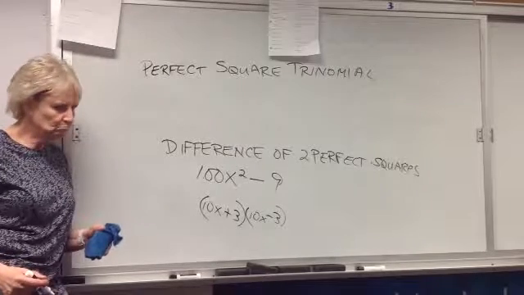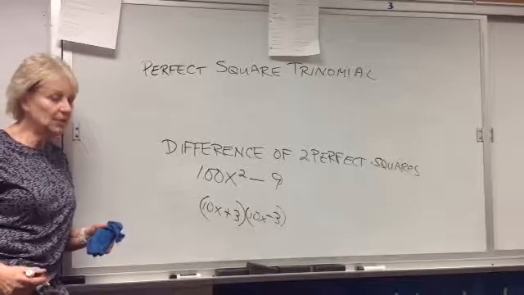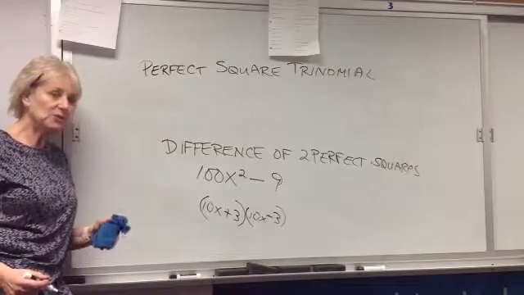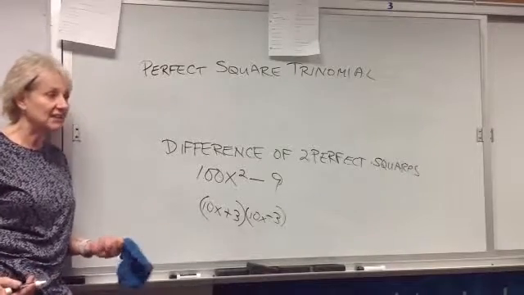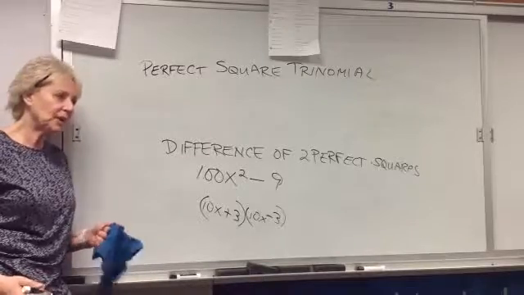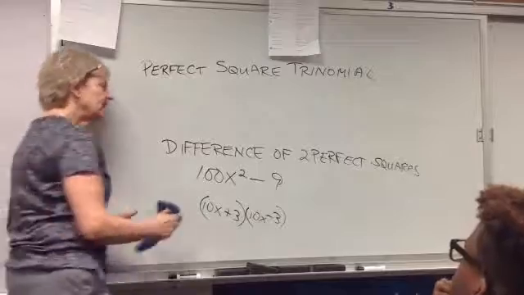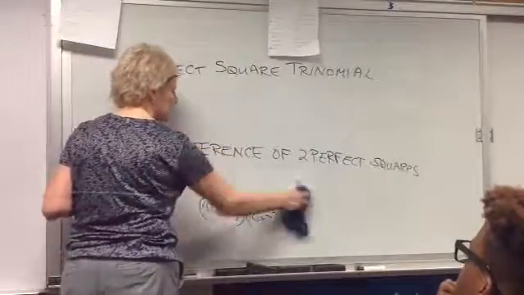So all you gotta do is take the square root. You're not dividing. You have to think what times what is 100? What times what is x squared? What times what is 9? Anyway, it's a shortcut. And I'm going to show you also a perfect square trinomial.